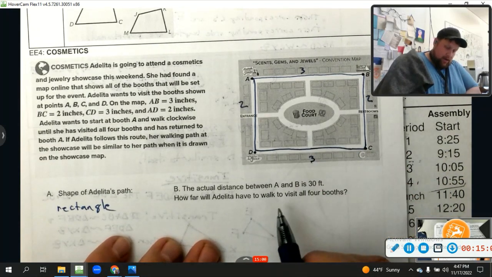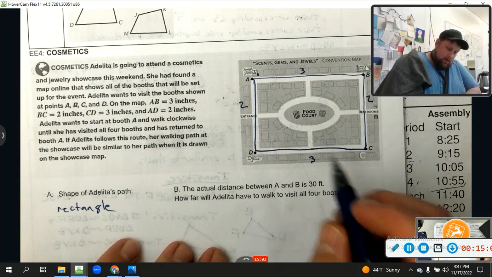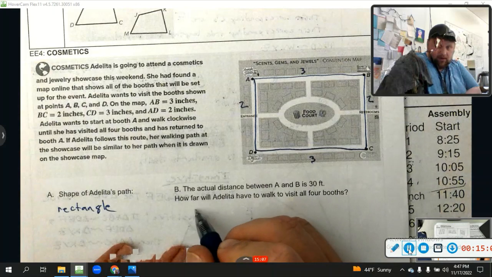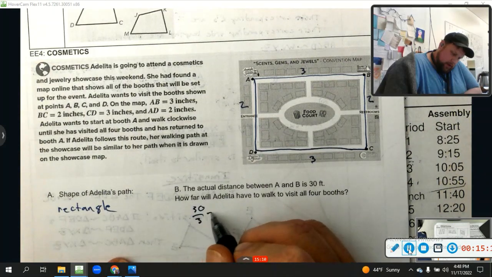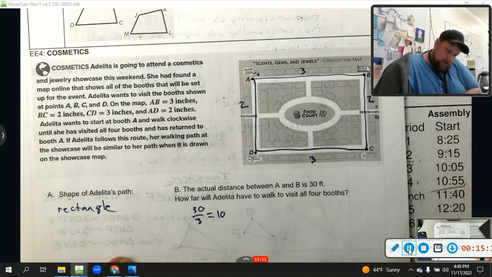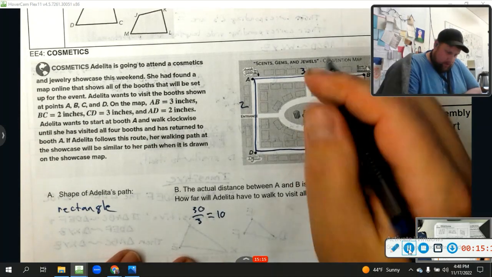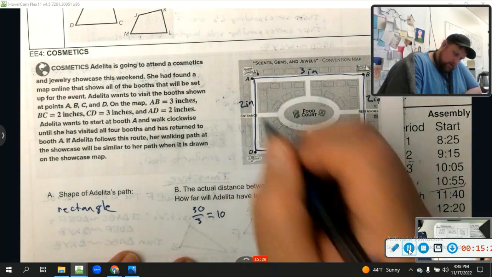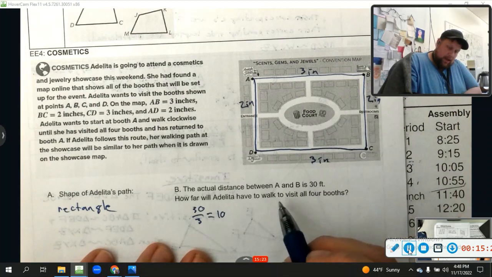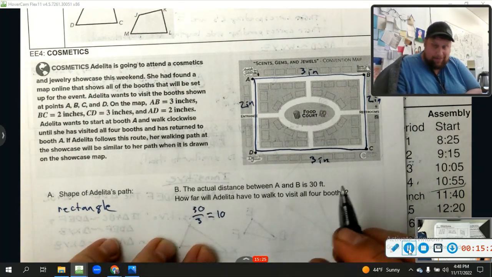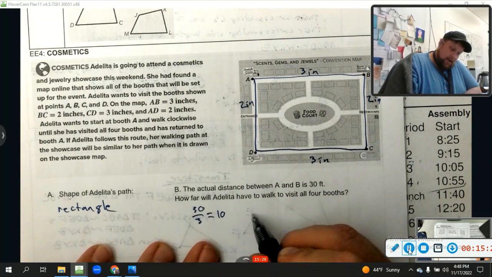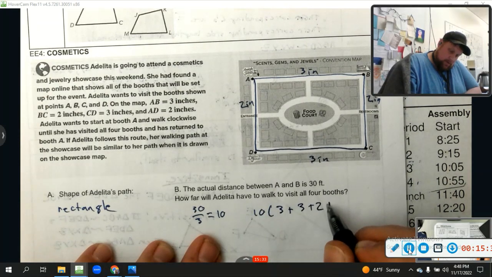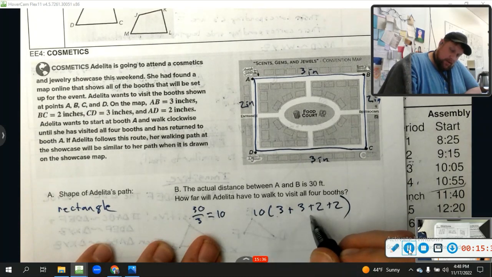I can say, all right, 10 times 3 plus 3 plus 2 plus 2, which that's 6 plus 4 is 10, so this is going to be 10 times 10 equals 100 feet. She will walk 100 feet. And just to prove that this is true, I could have just multiplied each of these by 10, so that would have been 20 plus 20 plus 30 plus 30, which equals 60, 80, 100 feet still.